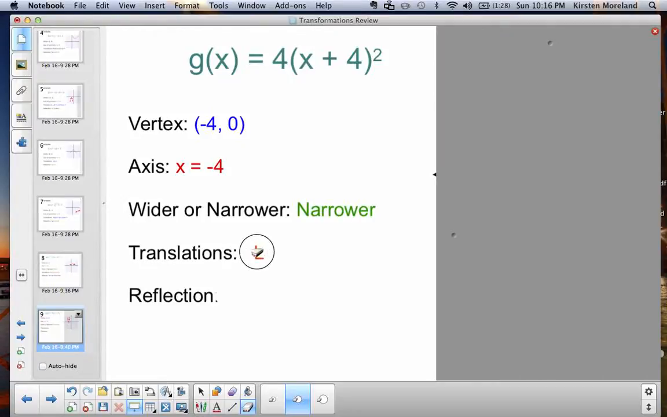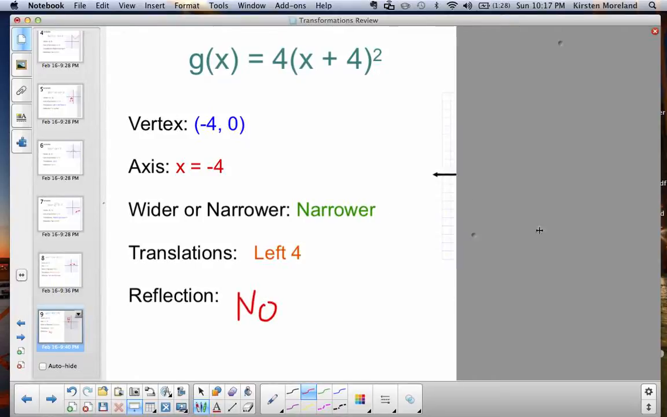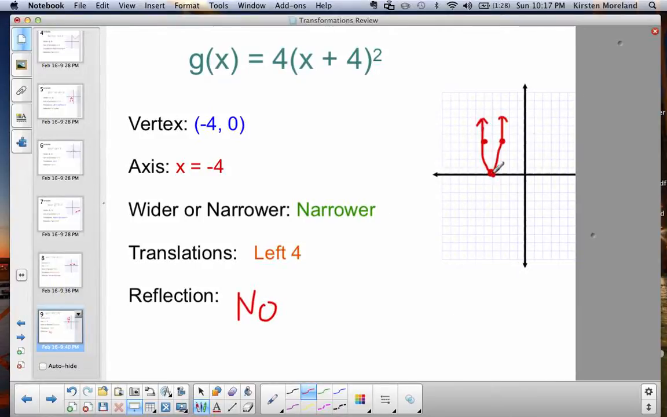So the translations here are that it's just gone left 4. It hasn't gone up or down at all. I also have a vertical stretch by 4. Oops, and I don't have a reflection. Ignore that. Let me rewrite that. No reflection. Alright, so when I do this graph, I go left 4. And notice to get to the next point, I go up 4 over 1, up 4 over 1, and I draw my U shape as best I can on this.